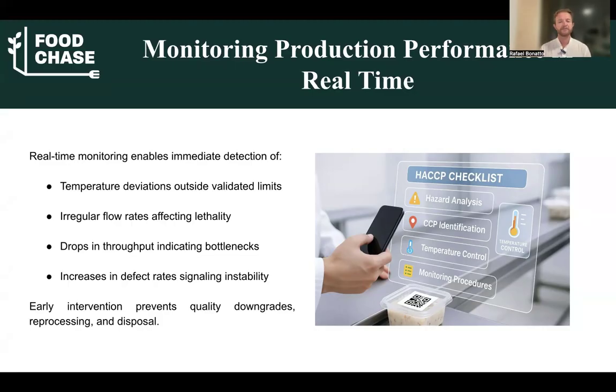Early intervention prevents quality downgrades, reprocessing, which is very costly, and disposal, which is the worst situation. Okay? The HACCP checklist here on the figure is linked. There is a link for this in our written material. I firmly believe that you must read that. It's a must, because HACCP is something very applicable and you see it in everyday work if you're working in the food industry.